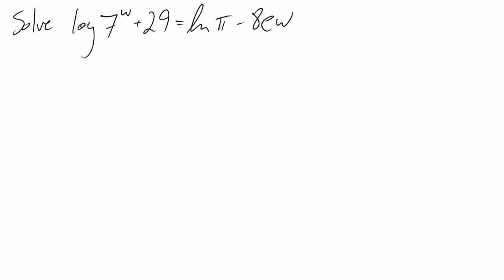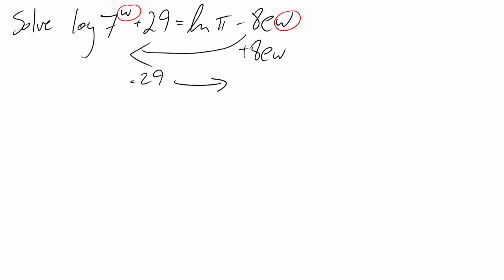Now remember, E is a number in this case. That's Euler's constant, the 2.71 blah blah blah. So we will not worry about him as a variable. So our only concern are the w's. So we've got one here on the right side and one over there on the left. And I'm just going to pick the left side to get everything over to. So I'm going to add the 8EW over to the left side. And while I'm at it, we're going to subtract off the 29. So that'll go over to the right.